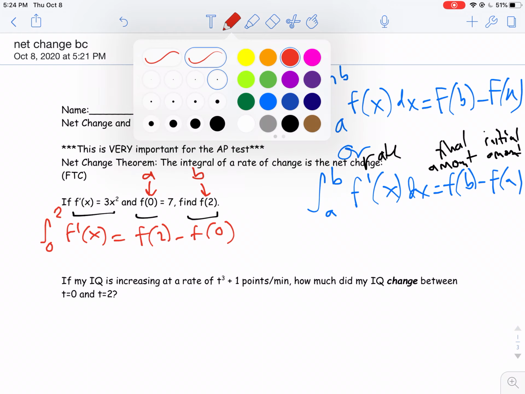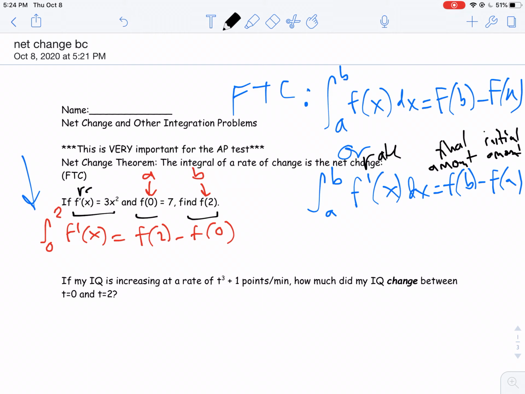Okay, and that setup is the key to all these problems. If you integrate the rate, you're going to get to the original function. That should make sense, right? Because if you integrate f prime, you're going to get to f anyway. So that's the logic behind how you approach these problems.